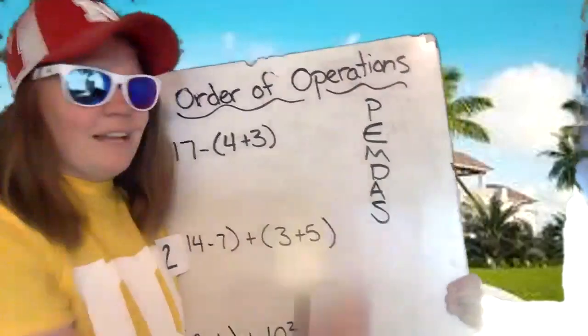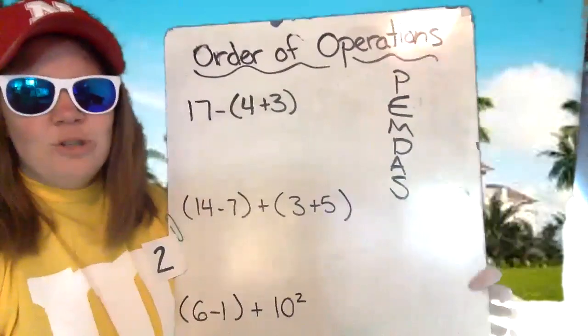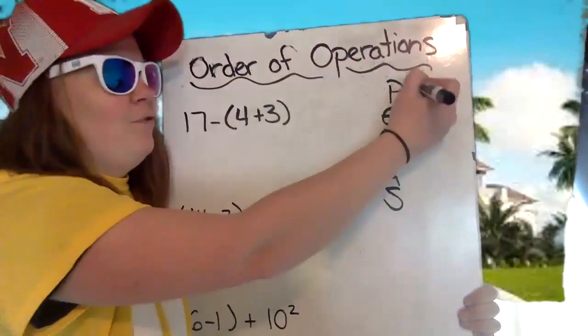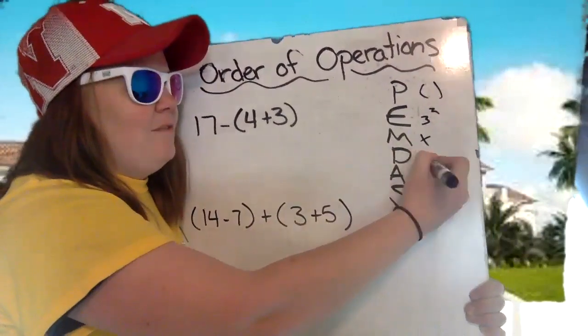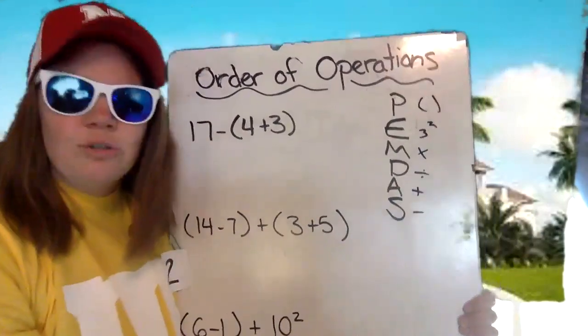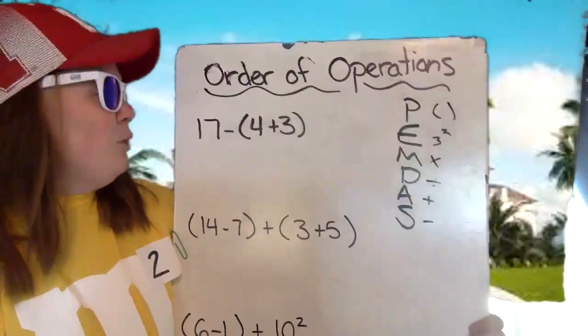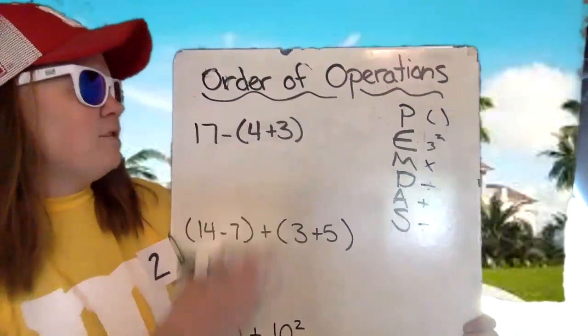I highly suggest you write that somewhere on a piece of paper that shows you that order so that you remember. If you want to, you can even put those symbols, like exponents, 3 to the little 2, multiply, divide, add, and subtract. Do what you need to do to help you remember. So here we go. We have 17 minus, in parentheses, 4 plus 3.